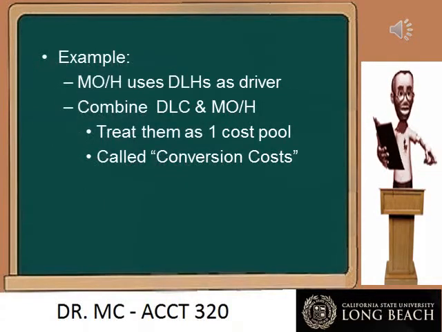For example, assume that a firm uses direct labor hours as the cost driver for applying both direct labor and manufacturing overhead. Since both cost components have the same cost driver, their total costs change with factory activity exactly the same way. In this case, it is common to combine them and treat them as if they were one cost component. When direct labor and manufacturing overhead are combined and treated as if they were one cost component, they are called conversion costs. It is very common for factories to combine direct labor and manufacturing overhead.